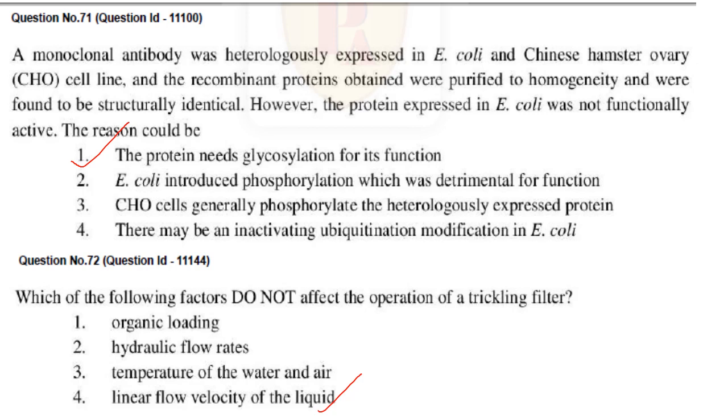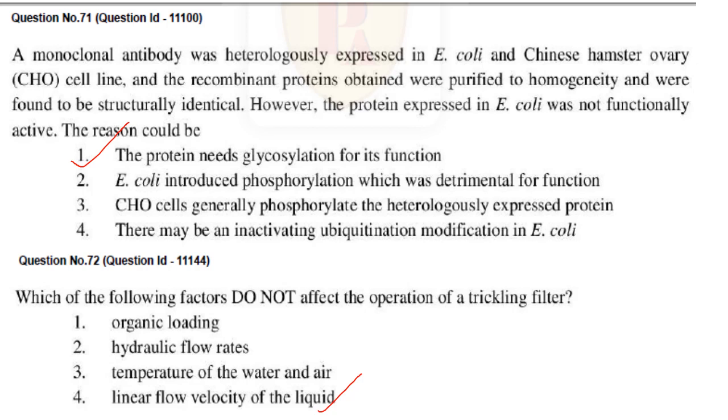But the protein expressed in E. coli was not functionally active. The reason for this is that glycosylation does not take place in E. coli, whereas it takes place in Chinese hamster ovary cell line because it is a eukaryotic mammalian cell line. E. coli is prokaryotic, so glycosylation doesn't take place in E. coli. So the protein needs glycosylation for its function. That is the answer.